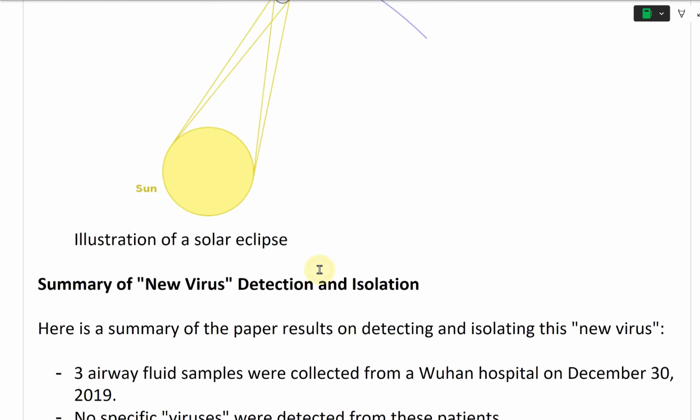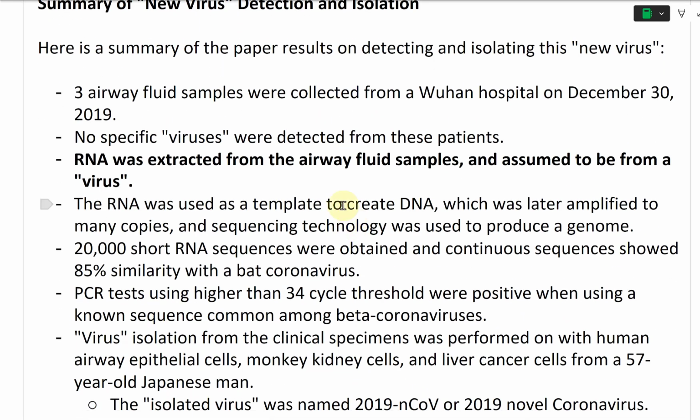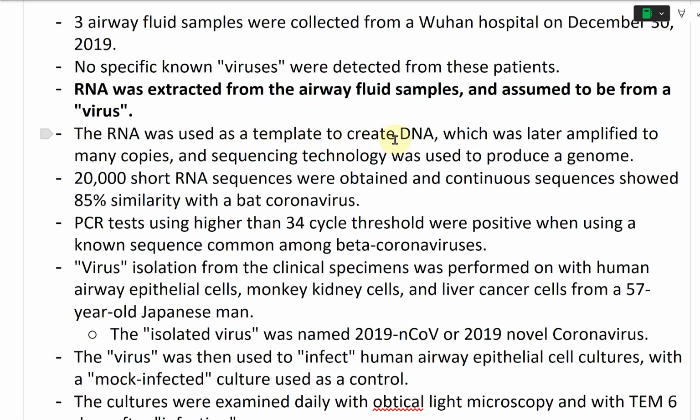All right, now let's continue further and look at a summary of this "new virus" detection and isolation from the paper results. So here's a summary of the paper results on detecting and isolating this "new virus". So 3 airway fluid samples were collected from a Wuhan hospital on December 30th, 2019, and no specific known viruses were detected from these patients. RNA was extracted from the airway fluid samples and assumed to be from a "virus". The RNA was used as a template to create DNA, which was later amplified to many copies, and then sequencing technology was used to produce a genome.